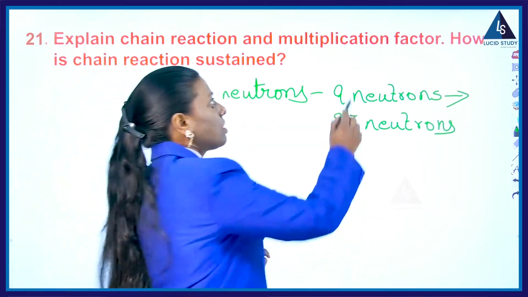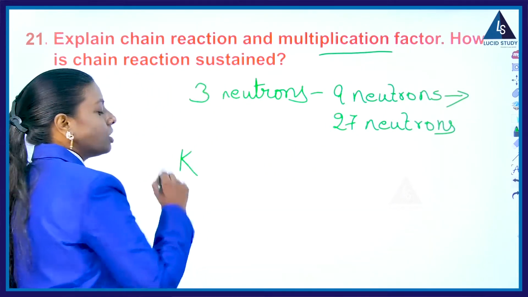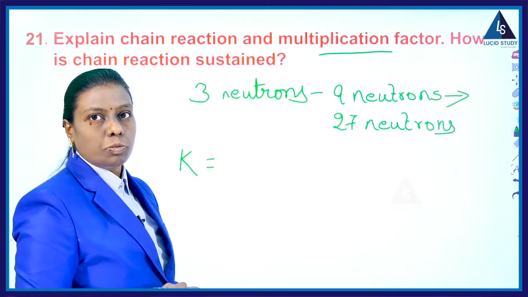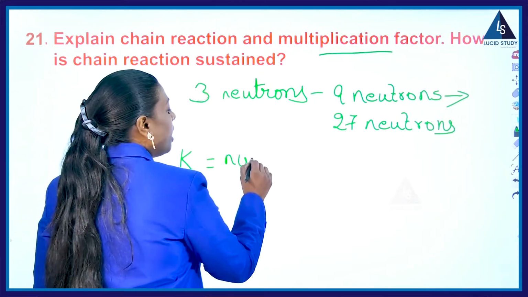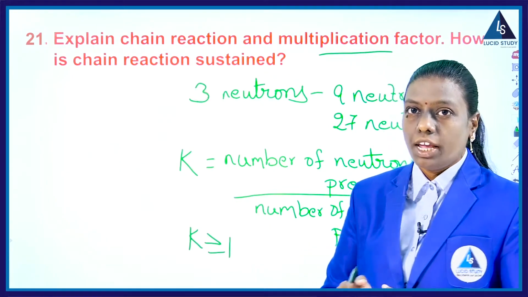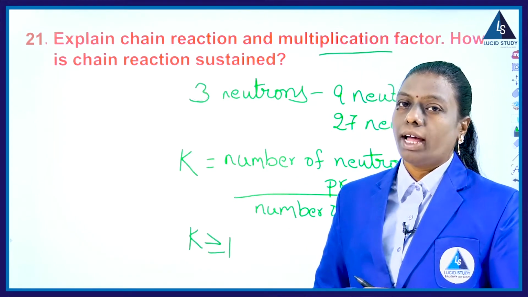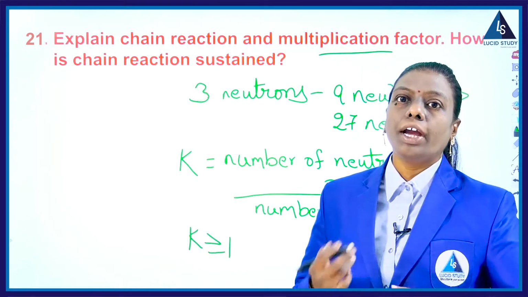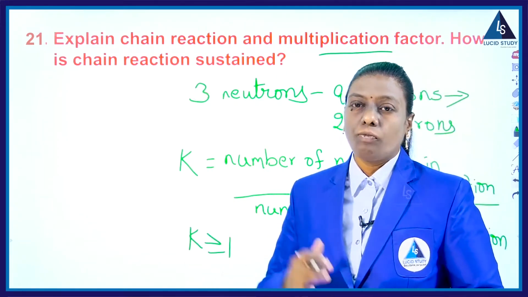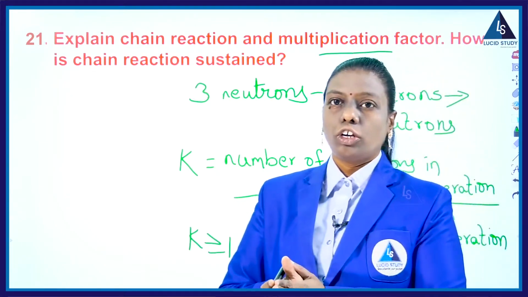Next we have to discuss the multiplication factor. It is the neutron multiplication factor, taken as K. K is equal to the number of neutrons produced in the present generation divided by the number of neutrons produced in the previous generation. For a sustained chain reaction, the multiplication factor should be greater than or equal to 1, and the mass of the uranium should be greater than the critical mass. To start the chain reaction, at least 1 thermal neutron should be present.